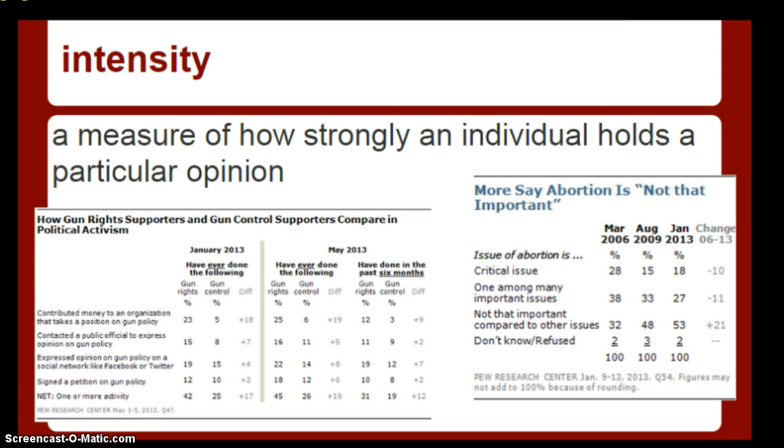And ladies and gentlemen, our next and final word is intensity. And this gets back to where we were talking about political opinions and people's personal beliefs. Intensity is a measure of how strongly an individual holds a particular opinion. So for example, someone might be against the death penalty, and they might have the belief that there should not be a death penalty, but they might not believe it very strongly. In other words, it might not be something they think about a lot.